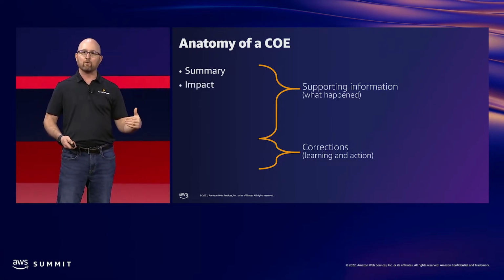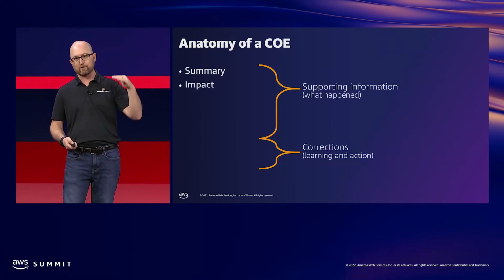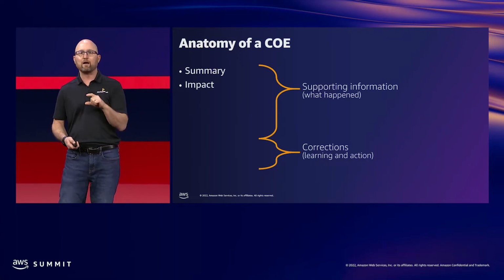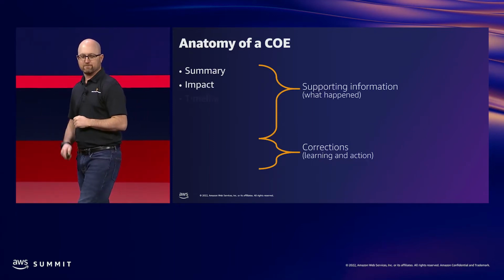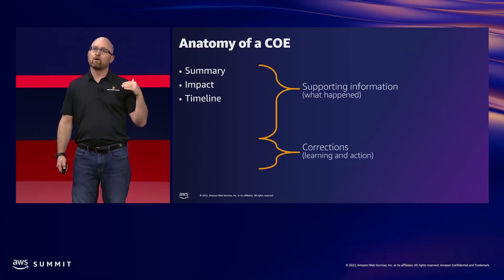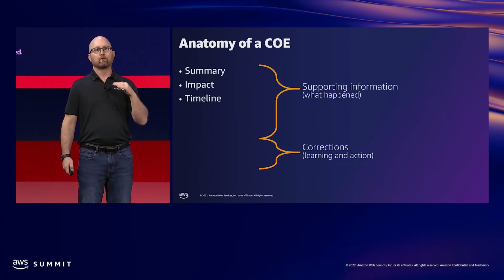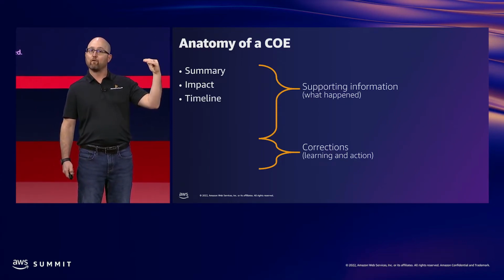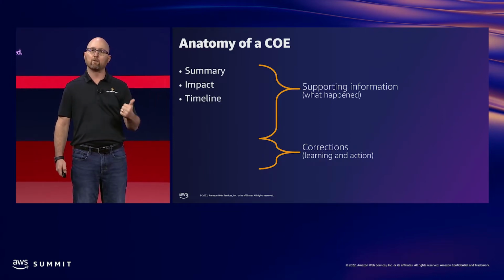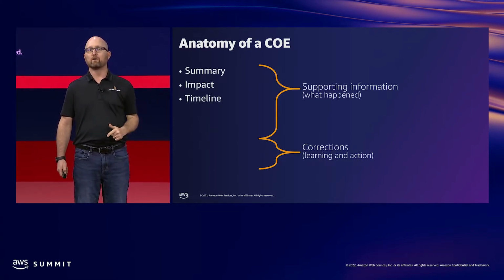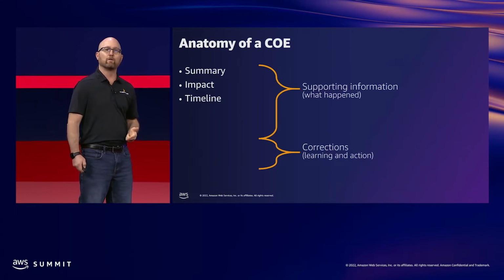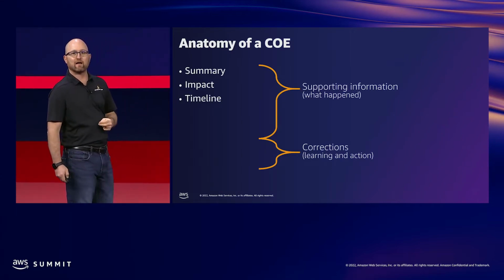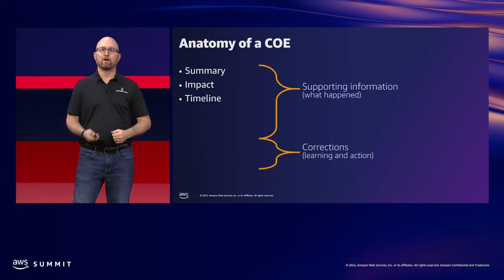We follow that with the impact, and this is the order you'll see it in the report. The impact is: what was the customer impact? Then the timeline: exactly what happened from the beginning, or maybe even before the event, all the way through how we found out about it, when it started to improve, when we knew things were back to pre-incident levels, and then when it was concluded.